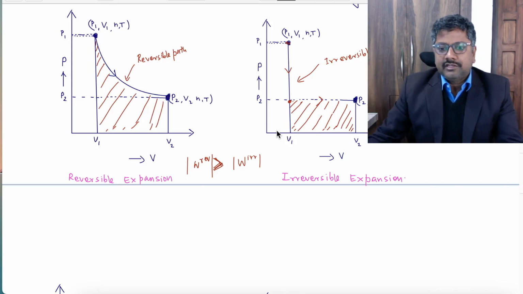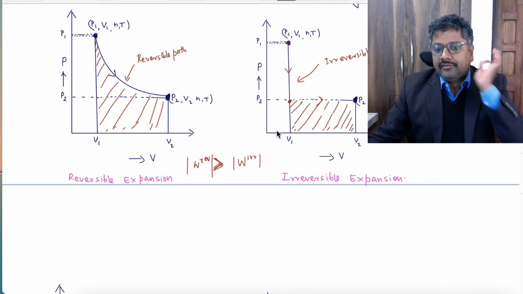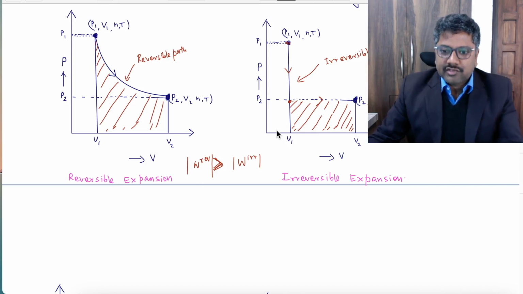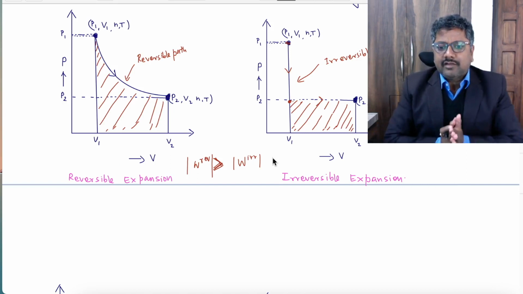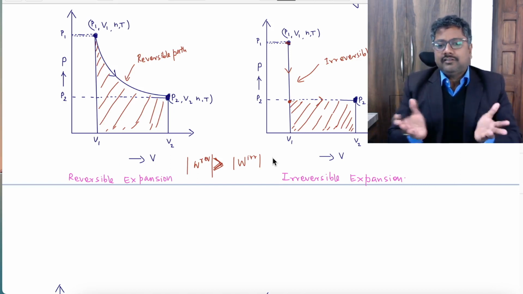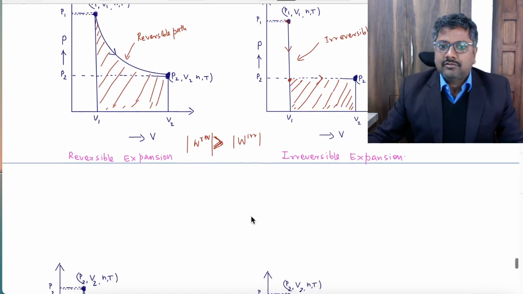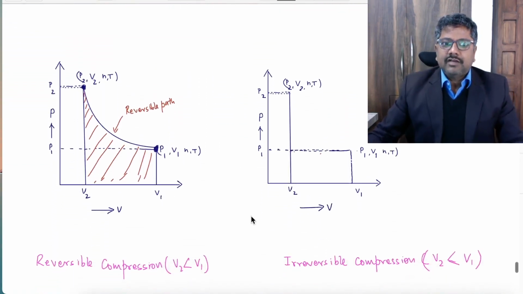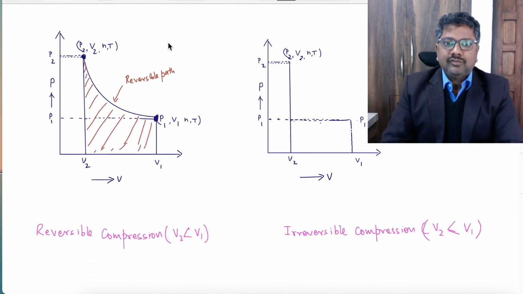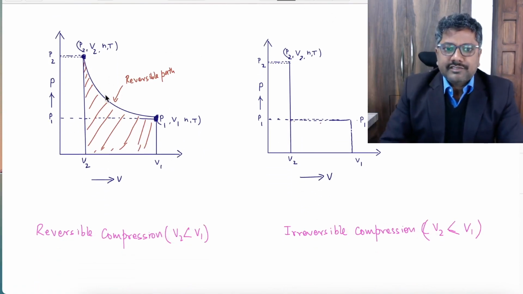Whether you are using 2.303 nRT log V2 by V1, or P external times (V2 minus V1), in both the cases, whether you are using the formula or the graphical method, you will get the same result. Now let's talk about reversible compression and irreversible compression. All of you know that a reversible process can be reversed with the same path by very slow steps, in infinite steps, a very slow process.